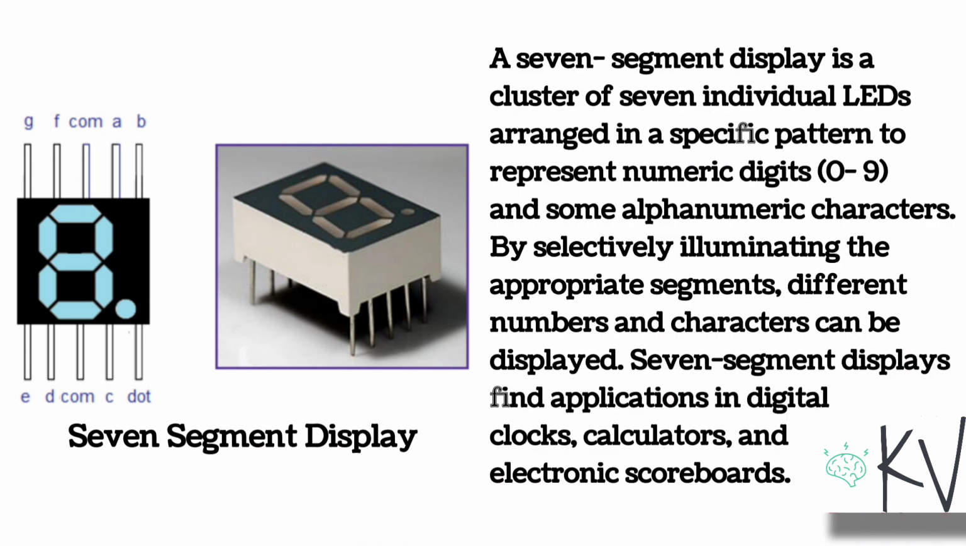A 7-segment display is a cluster of 7 individual LEDs arranged in a specific pattern to represent numeric digits, 0 to 9, and some alphanumeric characters. By selectively illuminating the appropriate segments, different numbers and characters can be displayed. 7-segment displays find applications in digital clocks, calculators, and electronic scoreboards.